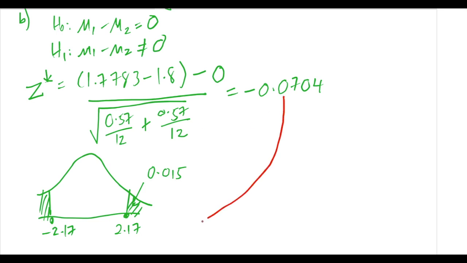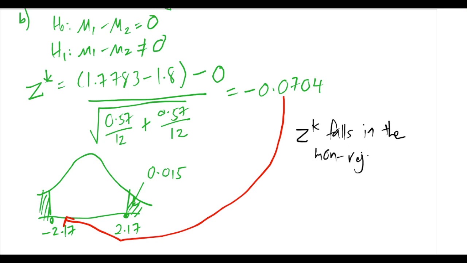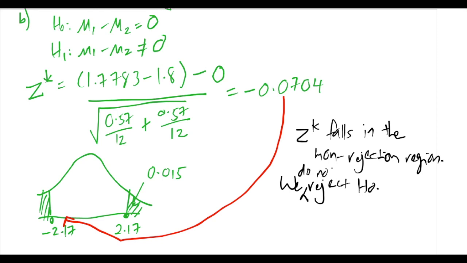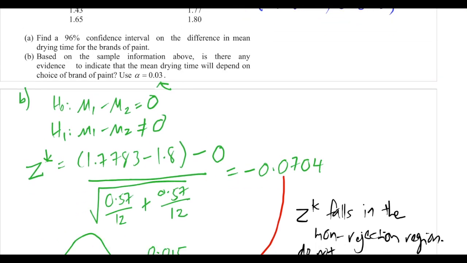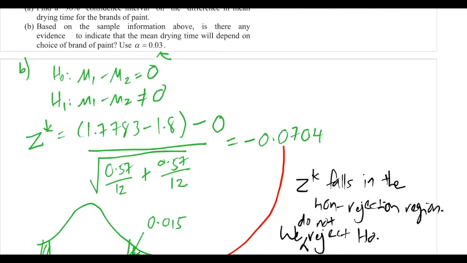This would definitely fall in the non-rejection region. Z star falls in the non-rejection region. We do not reject H null, or we accept H null. So when we accept H null, what is the conclusion? Is there any evidence to indicate the mean will depend on the choice of brand of paint?